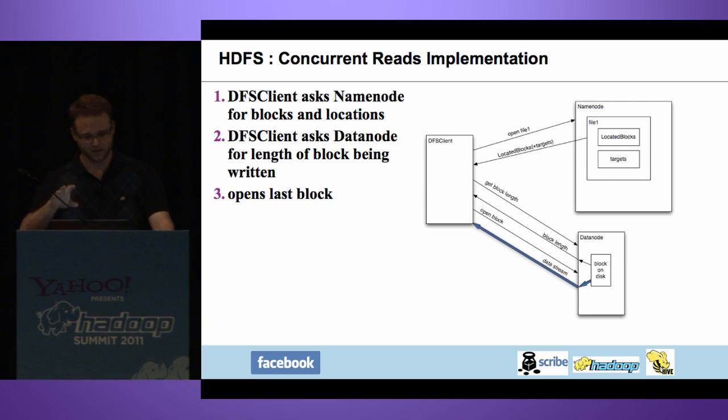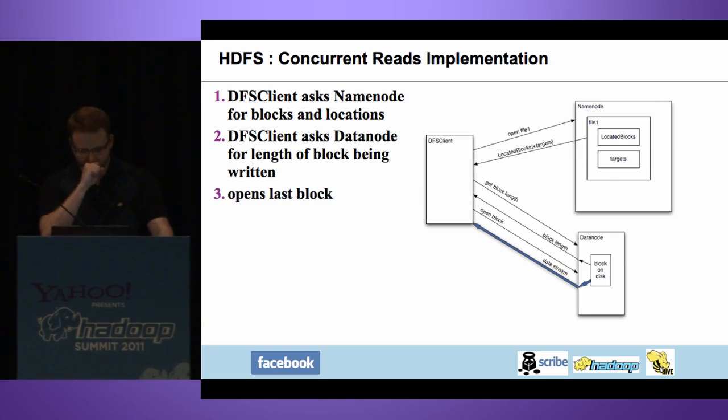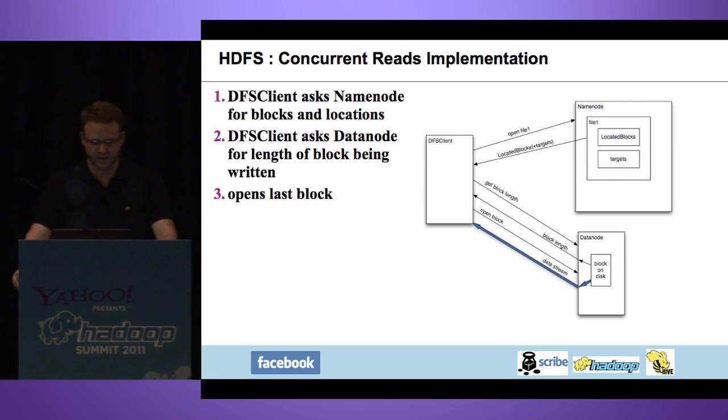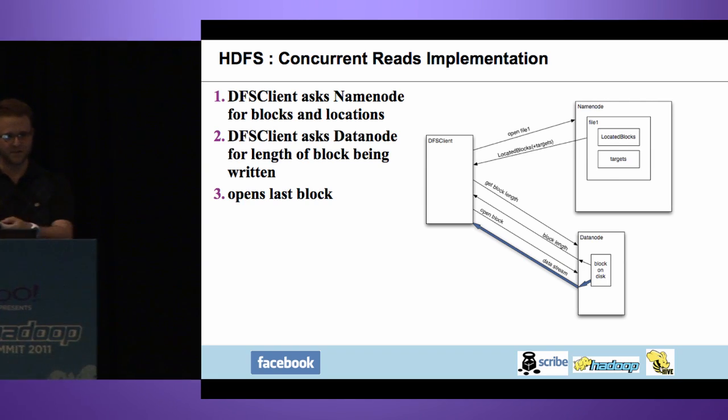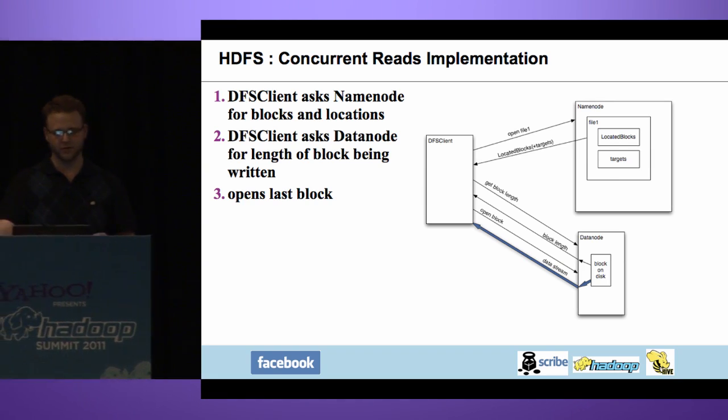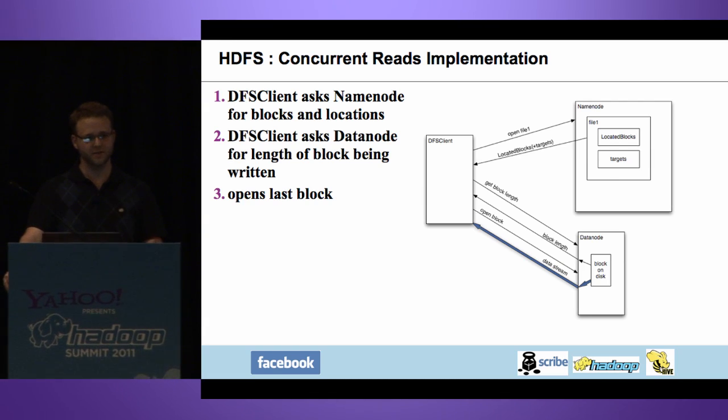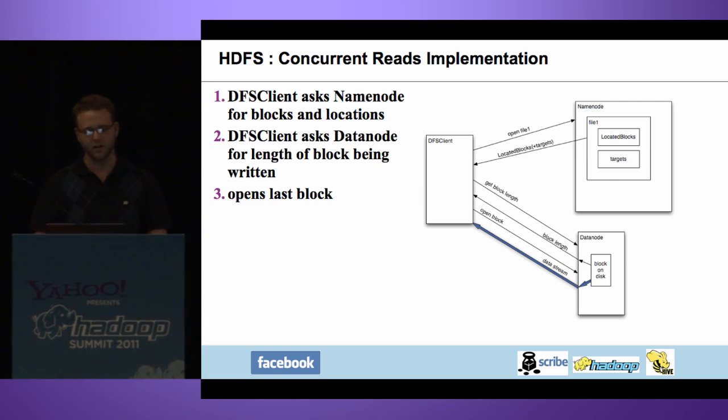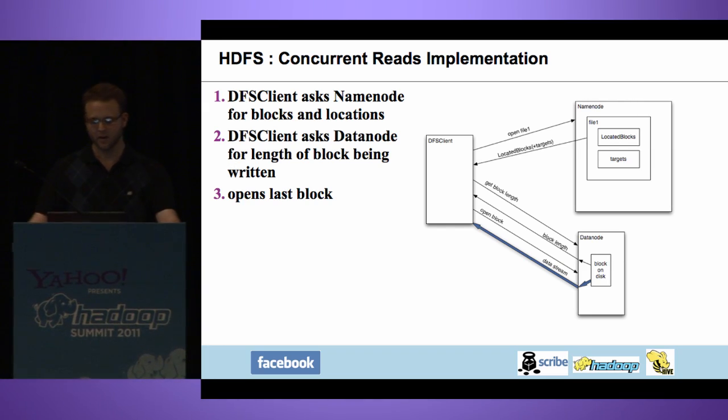So again, as an overview of how we went about implementing this, when a client wants to read a file, it goes to the name node, and we modified the FSNamesystem inside the name node to return the locations of the current block being written as a located block. Then the client looks at this, and if it wants to actually read that last block, the length is stored on the data nodes that are receiving the data, and it will contact the data node, get the length, and it can then build the right data structures to start reading.